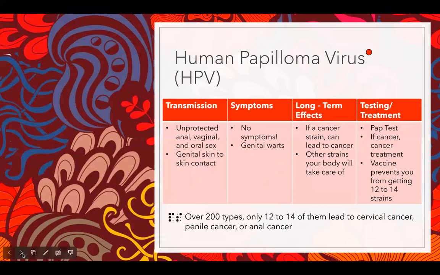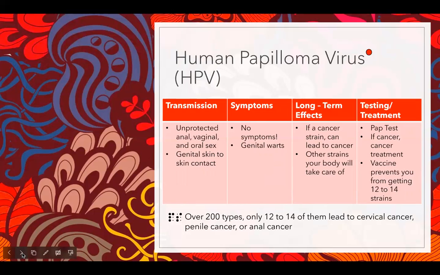HPV, also known as the human papillomavirus. So HPV is another one of those STIs that can be transmitted through genital contact only. So skin to skin contact only. So regardless of using a condom, if you come in contact with somebody who has HPV, you can get HPV.